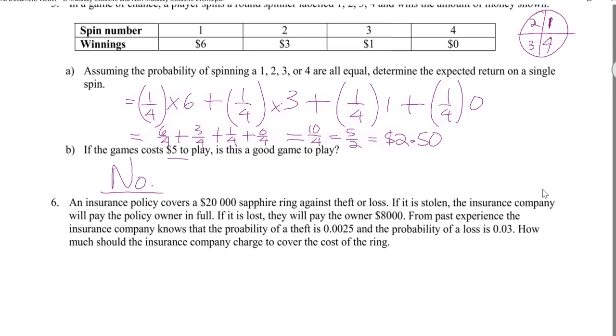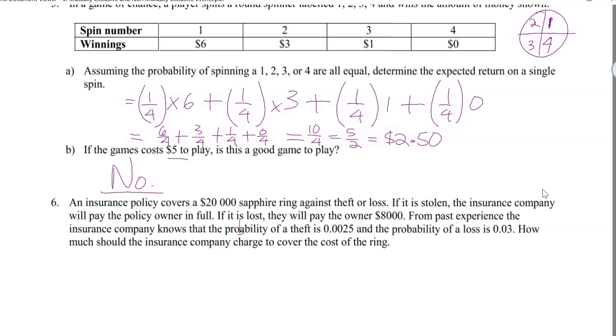An insurance policy covers a $20,000 sapphire ring against theft or loss. If it is stolen, the insurance company will pay the policy owner in full. If it is lost, they will pay the owner $8,000. From past experience, the insurance company knows, oh my God, good thing you didn't pay much for this, the probability of a theft is 0.0025, and the probability of a loss is 0.03. How much should the insurance company charge to cover the cost of the ring?